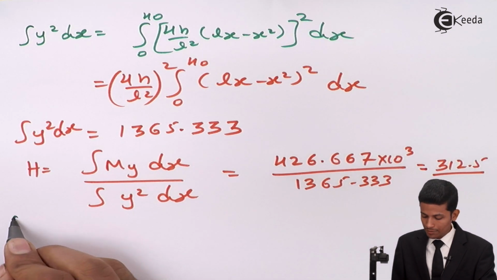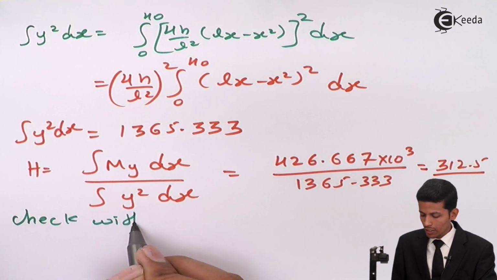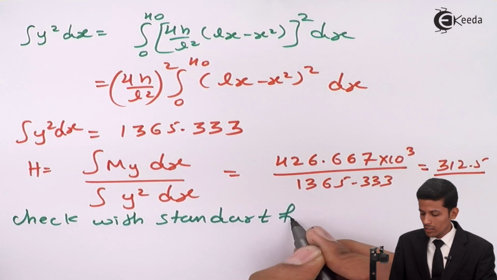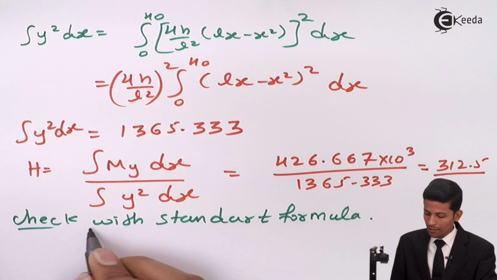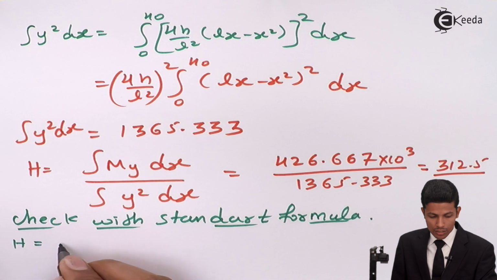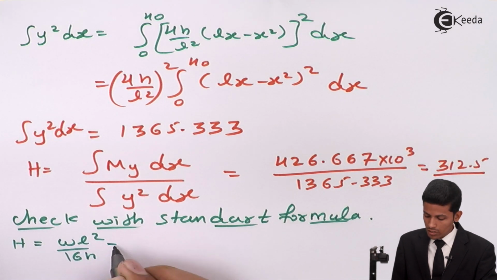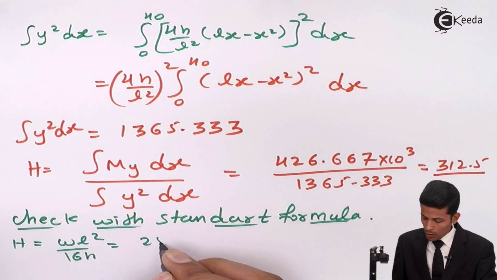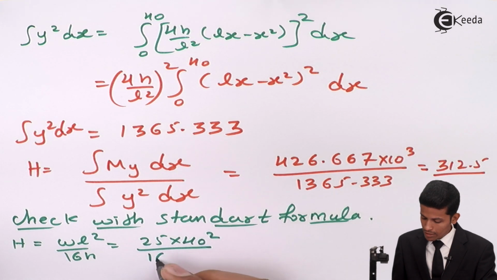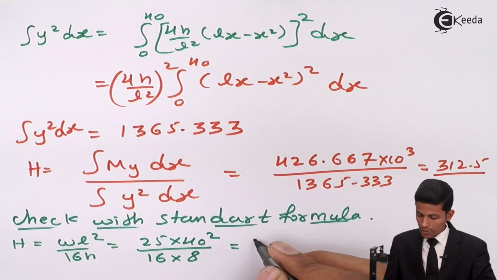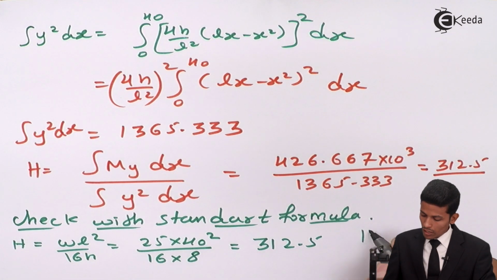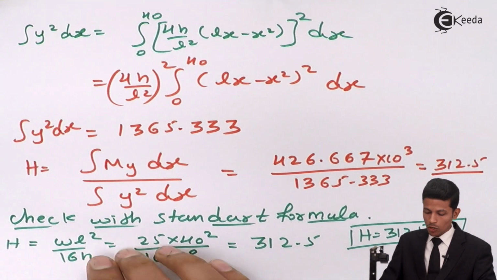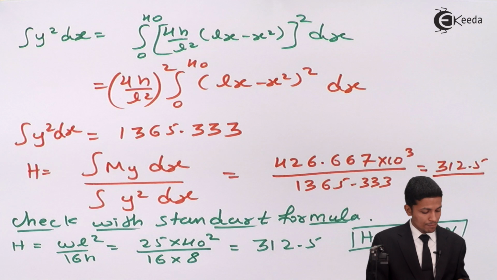Now check with the standard formula. What does the standard formula say to us? H is equal to WL²/8h. So W will be 25. 25 into 40² divided by 16 into 8 is equal to, this will come 312.5, meaning your H is equal to 312.5 kilonewton, the final H. Okay, now update it in the diagram only.